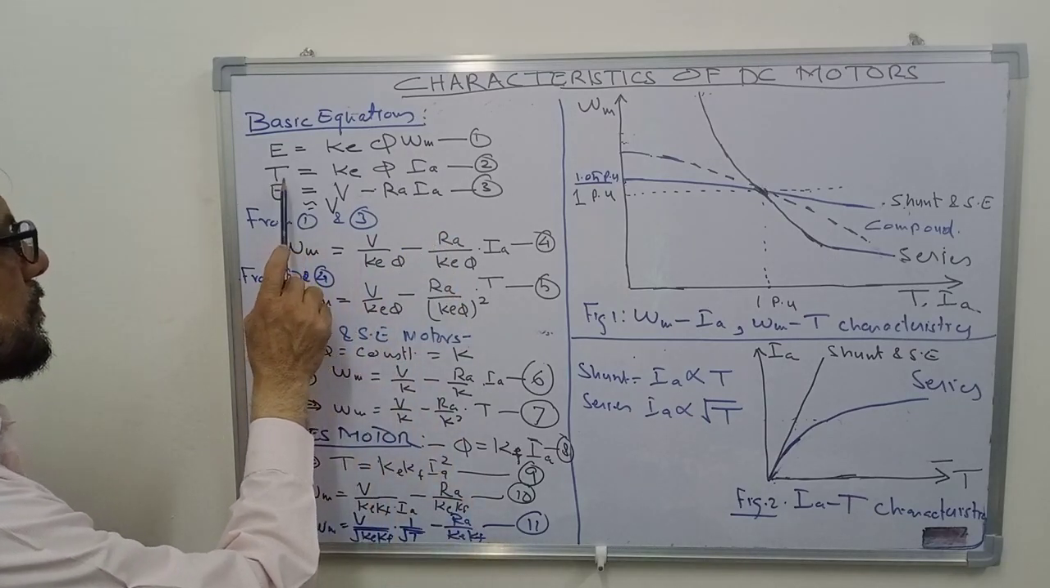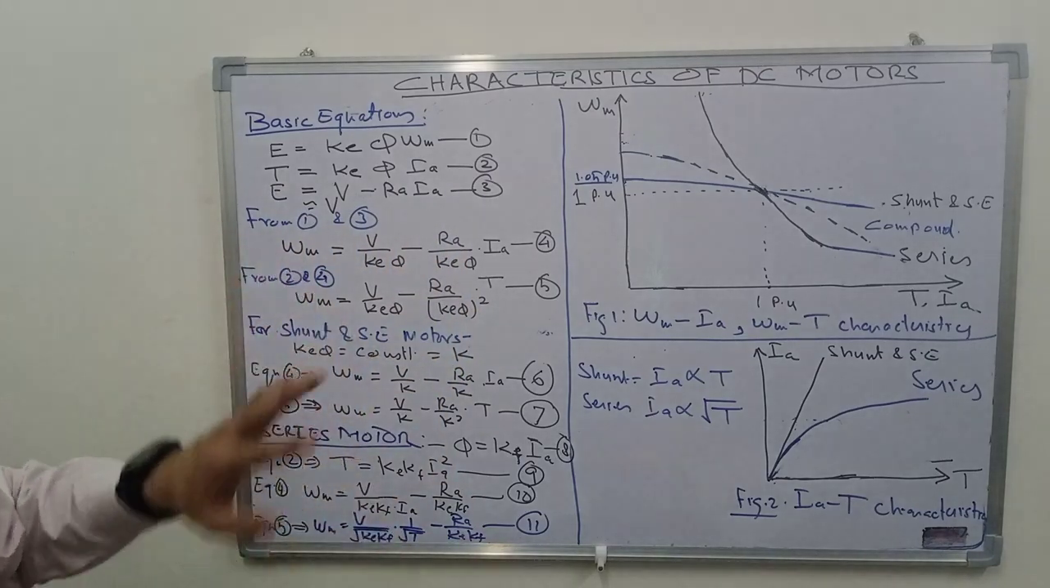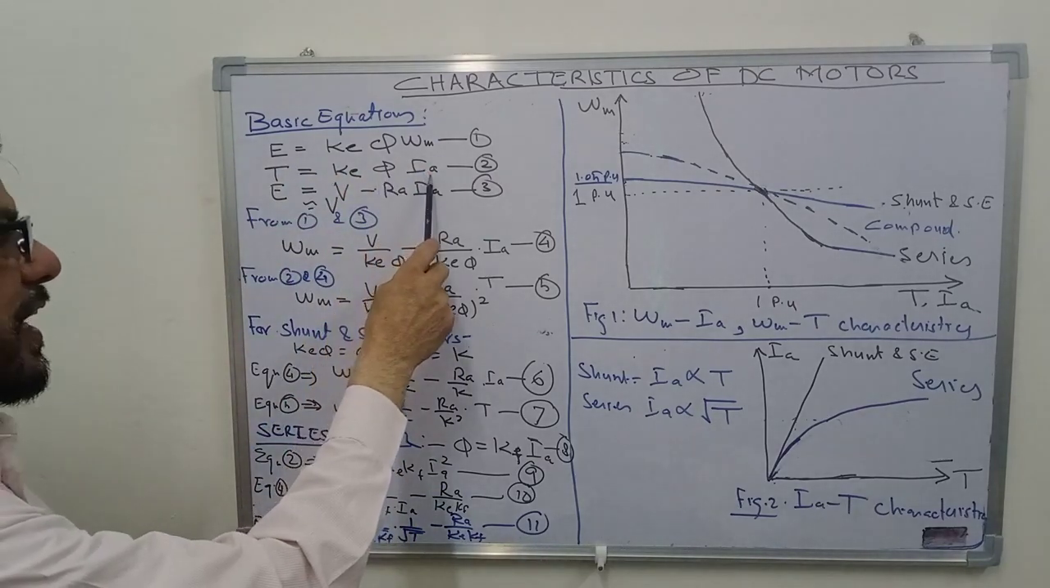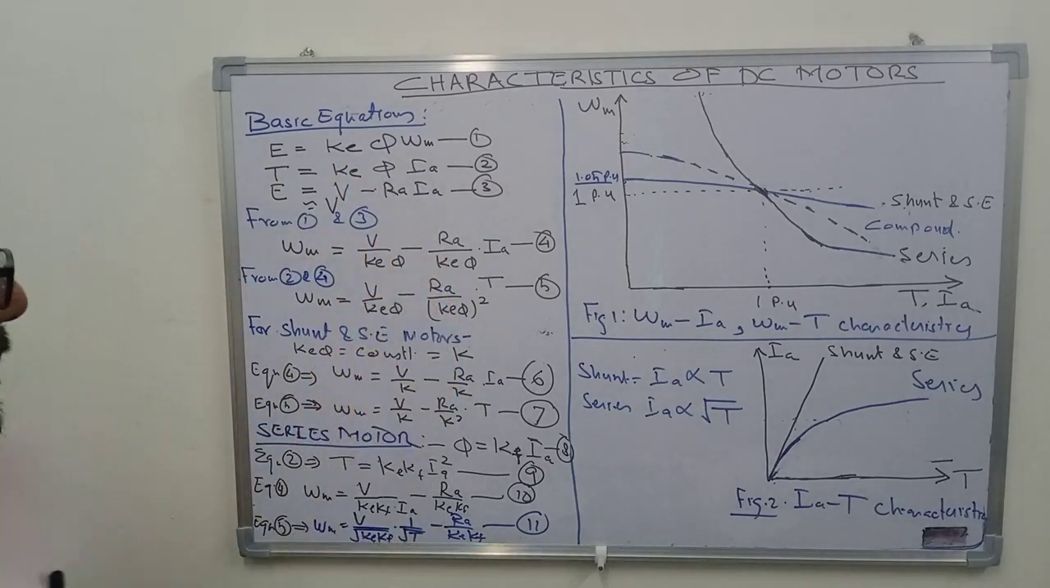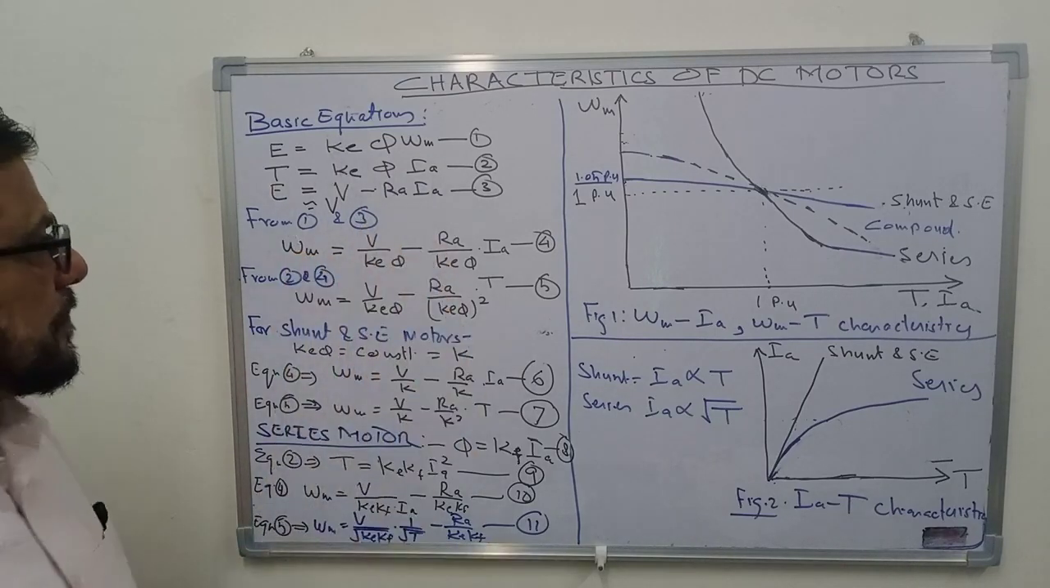The second equation is the torque equation. This also you are familiar with. T = K phi Ia, where phi is flux and Ia is the current in ampere. So torque is in Newton meter.